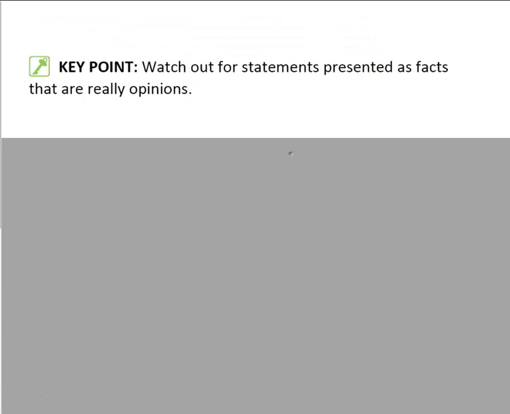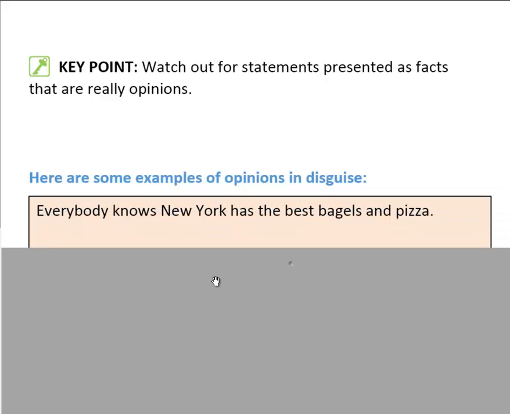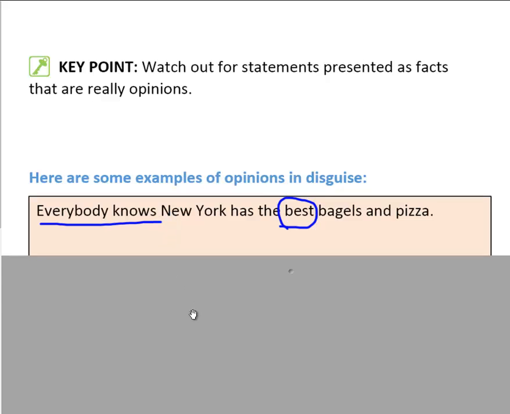Finally, you need to be aware of statements presented as facts that are really opinions. Let's take a look at some examples. Everybody knows New York has the best bagels and pizza. Well, first of all, you might notice this word right here. The word best is a value word. There's no way to determine what best is. My opinion of best could be very different from your opinion of best. But what you want to pay attention to here is this part of the statement, everybody knows. Just because I say everybody knows something doesn't mean that it's a fact. So that's a statement of opinion.